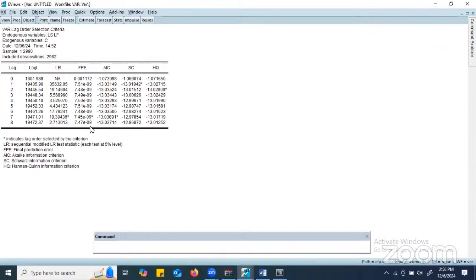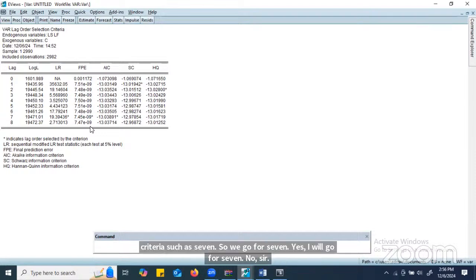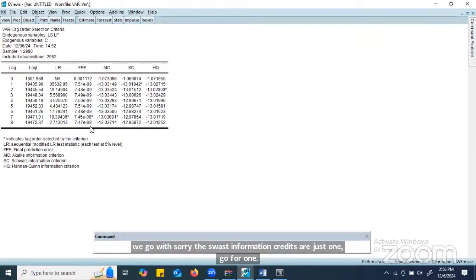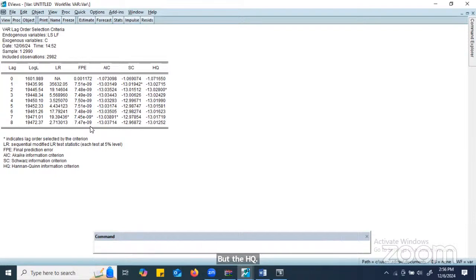You tell me. The specification becomes lag length 7? Because there is a justification also, sir. There are 4 criteria. Three criteria suggest 7, so we go for 7. No, sir, the SWOS information criteria suggest 1. Sorry, the SWOS information criteria suggest 1, but the HQ suggested 2. Anyone, you select.